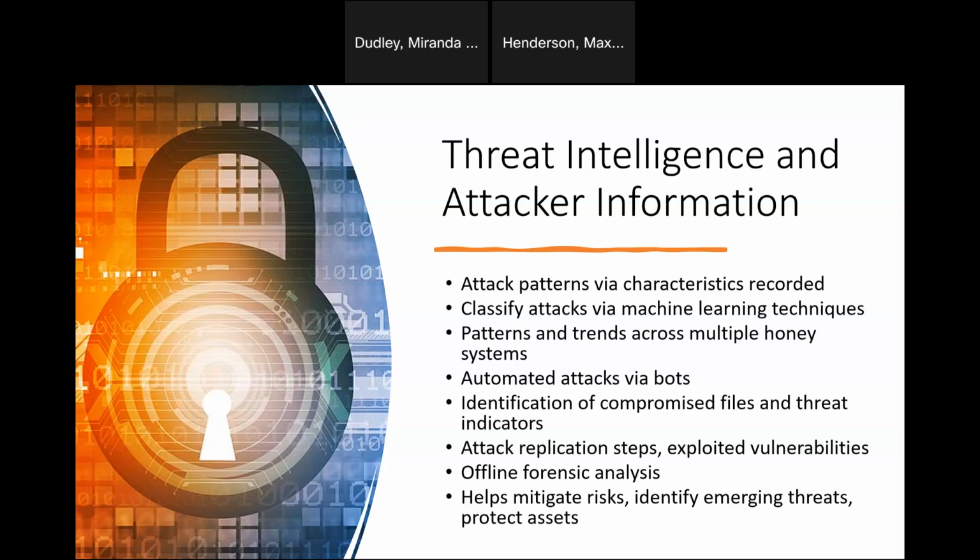Honeypot intelligence also provides us with insights into new malicious content, adversary tactics, and global attack trends. Armed with this information, we can better mitigate risks, respond swiftly to evolving threats, and protect our critical assets. And moving on to our critical infrastructure.